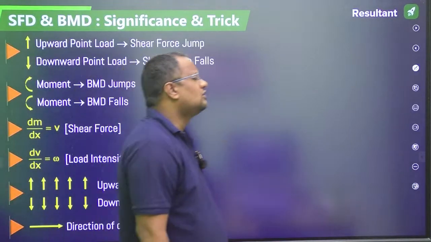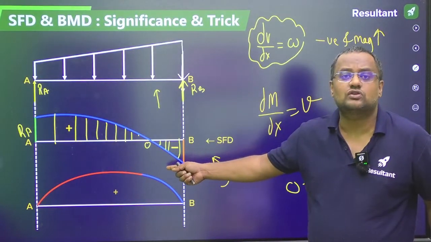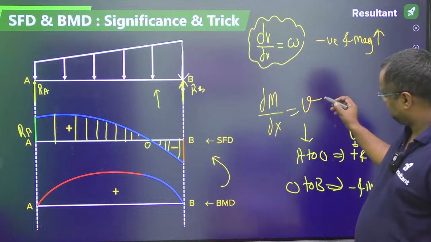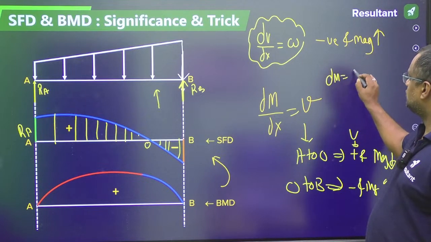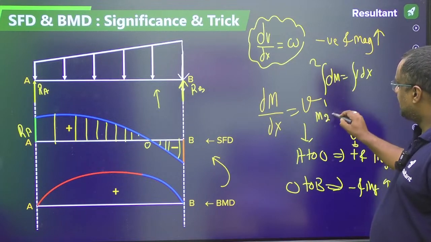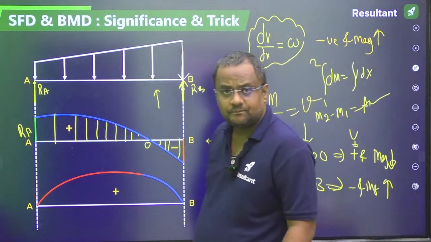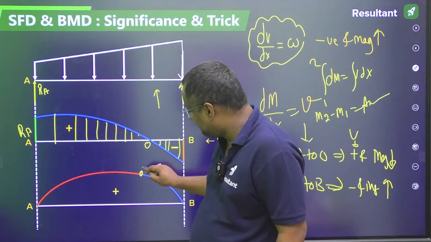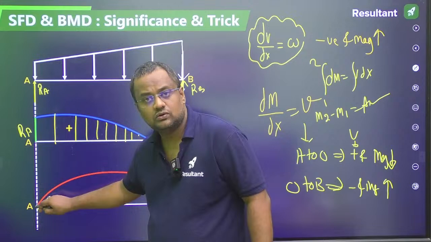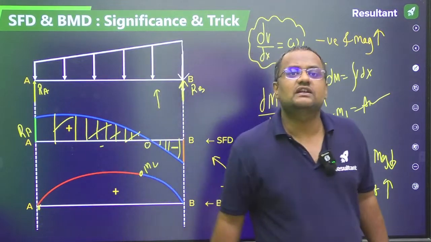Now guys, there is a lot in SFD BMD. From this same concept we can also find out the values. How to find that: dM is equal to V dx. Now integrate this from 1 to 2. So M2 minus M1 is equal to area under SFD. Let this be point M2, M1 is 0, so M2 minus 0 is the area under this curve. Like this we can find the points also.